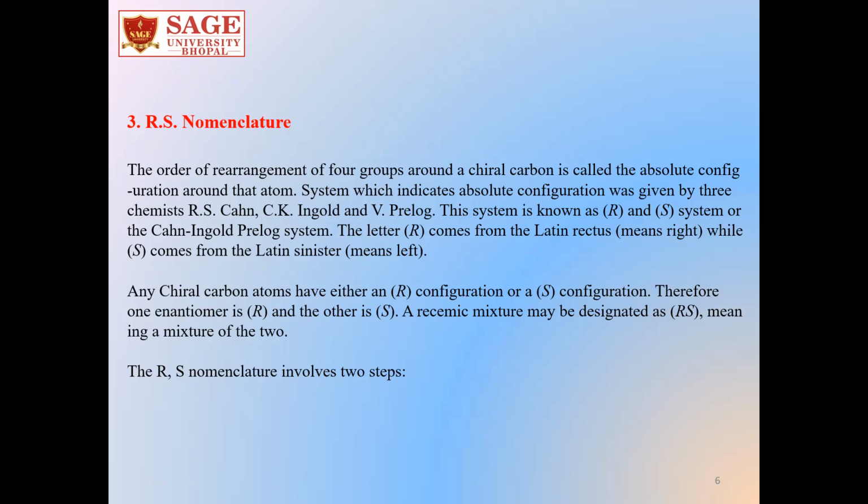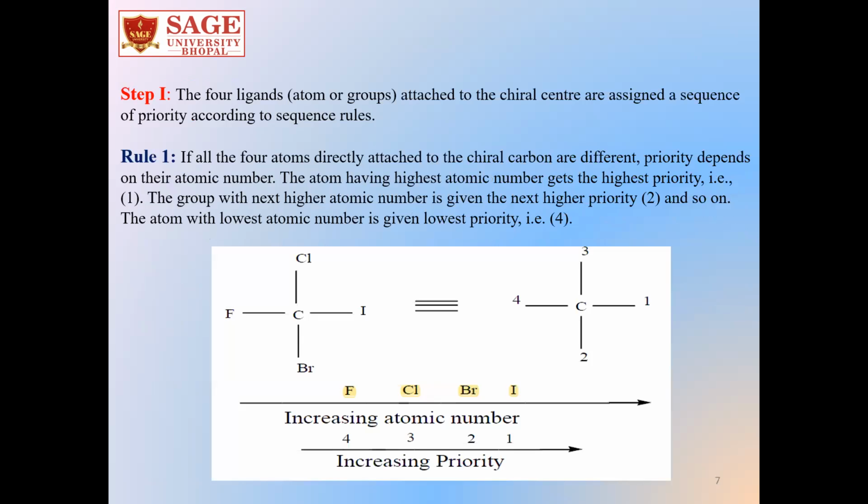The letter R comes from the Latin rectus, meaning right, while S comes from the Latin sinister, meaning left. Any chiral carbon atom has either an R configuration or an S configuration. Therefore, one enantiomer is R and the other is S. A racemic mixture may also be designated as RS, meaning a mixture of the two. The RS nomenclature involves mainly 2 steps.